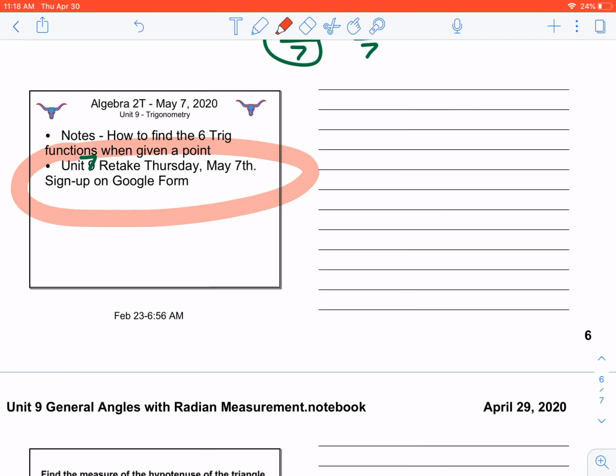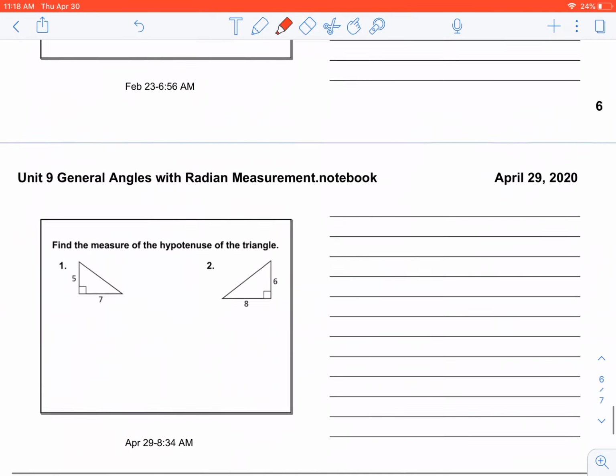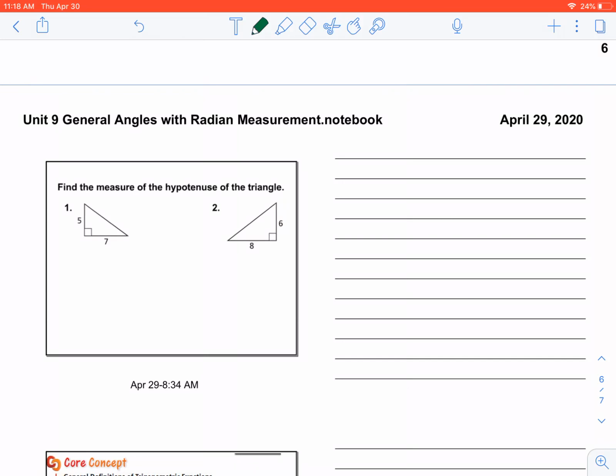So what we're going to do today is find the 6 trig functions when given a point. Before we get started on that, we need to review the Pythagorean theorem just to recall it. Remember that the Pythagorean theorem is a squared plus b squared equals c squared. And we're going to do number 2 right here.